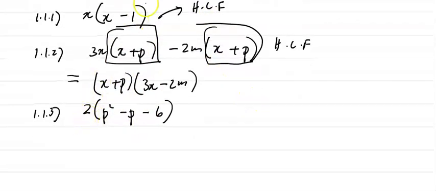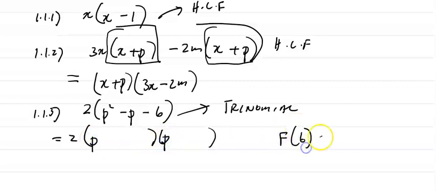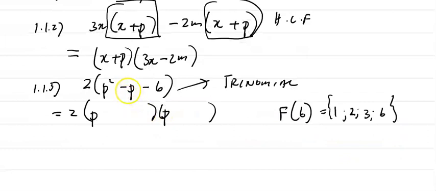What's this over here now, right? So you remove the highest common factor. Now this is a trinomial, a quadratic trinomial. So therefore, 2 into, what's p squared? p squared is p times p. What are the factors of 6? The factors of 6 are 1, 2, 3, and 6. So look for any two factors which, when you multiply them together, must give you minus 6, but when you add them together, must give you minus 1, which is the coefficient of p.